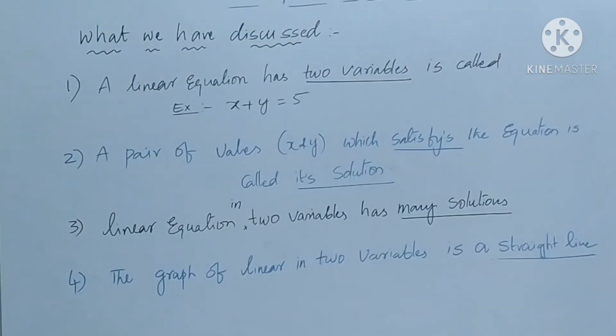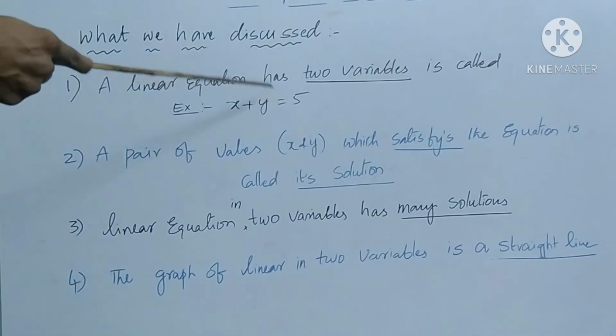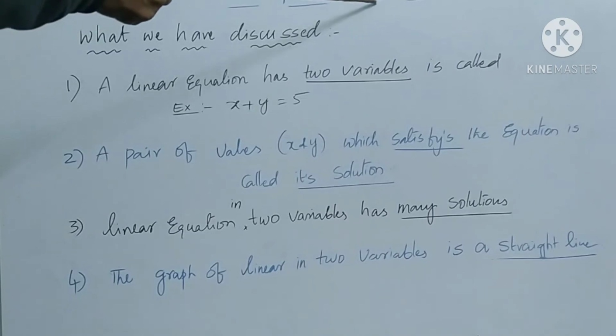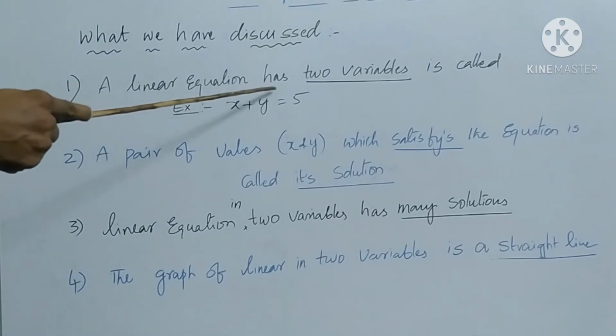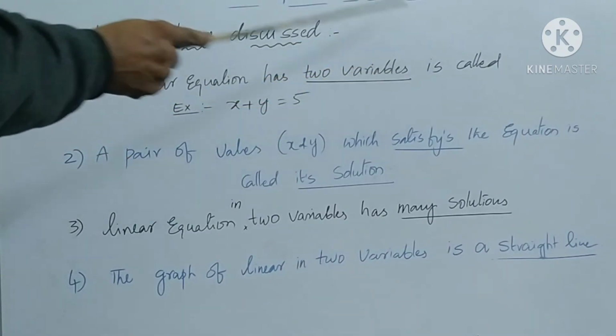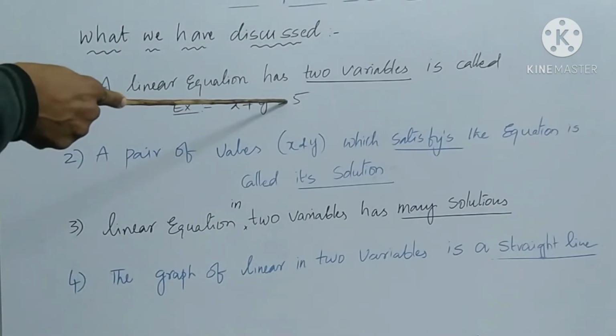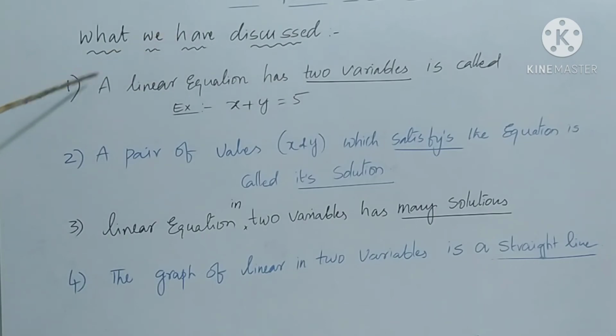Finally, our revision on linear equations in two variables. So what we have discussed: these are some important points from linear equations in two variables. First, a linear equation that has two variables is called a linear equation in two variables. For example, x + y = 5. This is our first point.